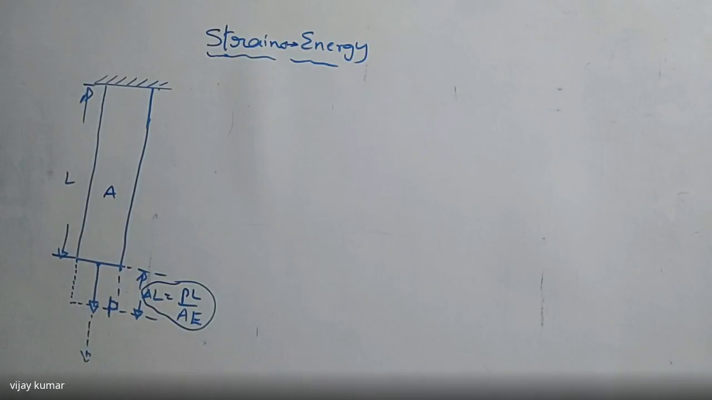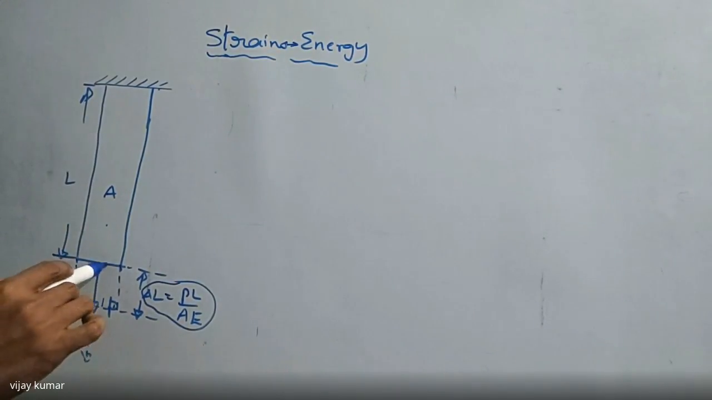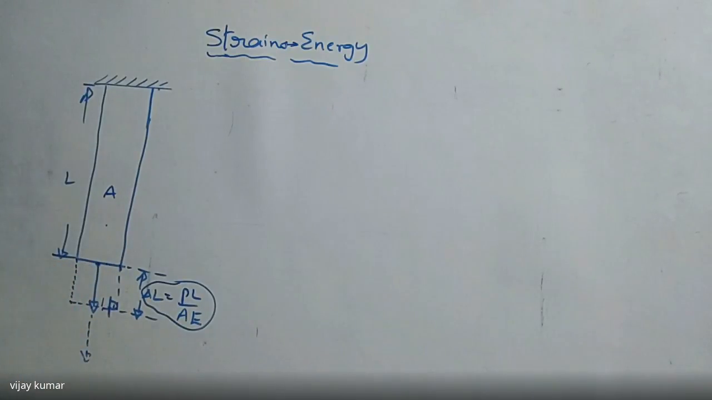But here, if you apply the load, automatically this bar undergoes some expansion or deformation up to a certain distance. Then this bar moves from this point to this point, so this bar is said to be under strain. During this strain, it undergoes a deformation. During the deformation, this force does some work on this bar. So, work done by the force on the bar.